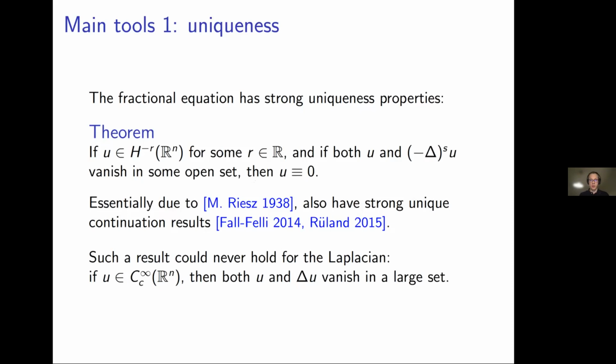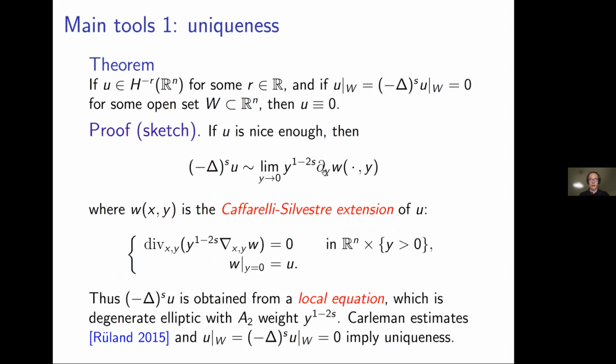So let me say a few words about how one proves this kind of theorem. And here's the theorem again. If u is a Sobolev function in Rn, and if both u and the fractional Laplacian of u vanish in some open set W, then u is 0 in all of Rn. There are a couple of proofs, but maybe the most powerful one is related to an extension problem. So you start with Rn, and then you add one more dimension. Somehow you go to the upper half space in Rn plus 1.